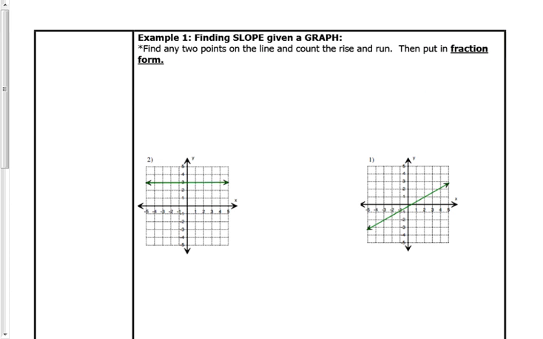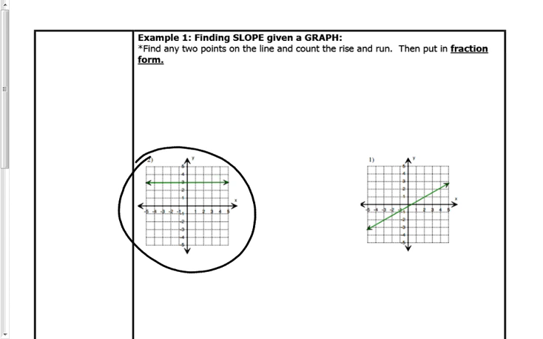Okay, so knowing what a positive, a negative, a zero, and an undefined slope looks like, we can now apply this. Example one: find a slope given a graph. We're going to be given a picture, and unfortunately number two and number one are backwards, but that's okay. We're going to be given a graph or a picture of this here.